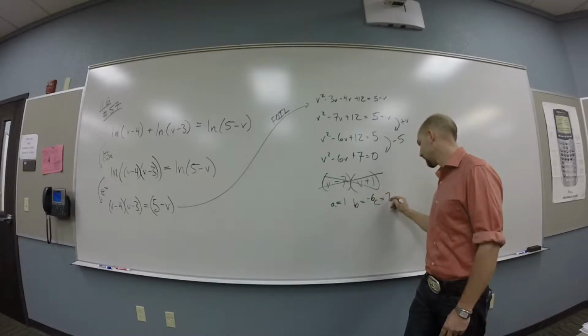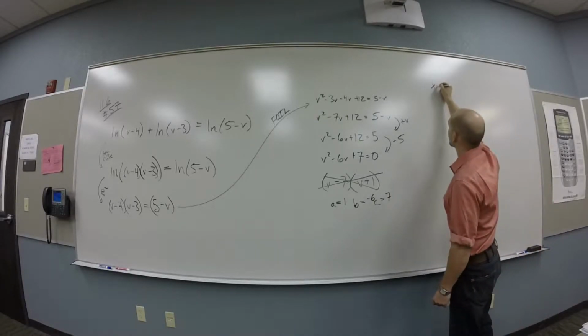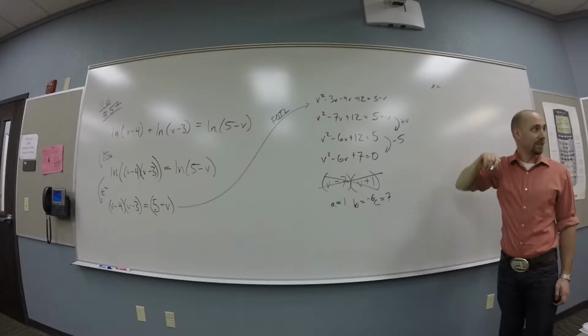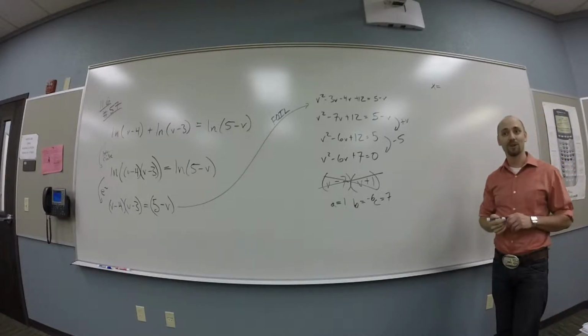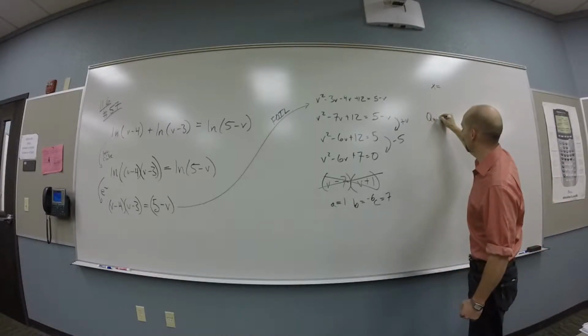1, negative 6, and 7. Okay, so you'll write down the quadratic formula. Is this a great opportunity for a quiz or what? Okay, quiz. Do the quadratic formula on this.